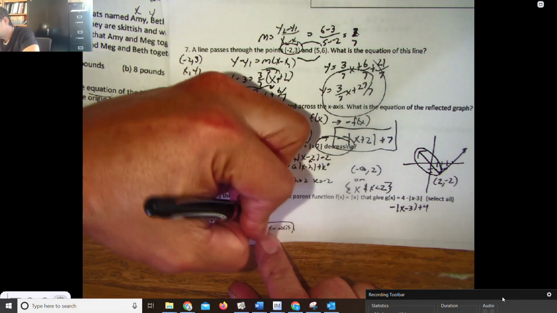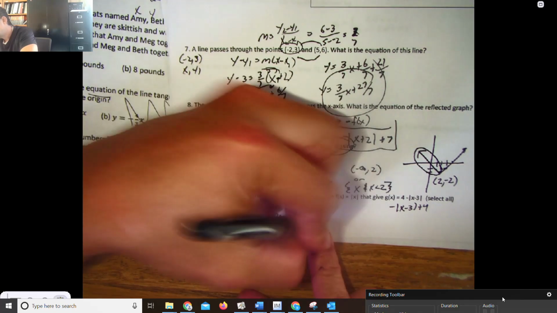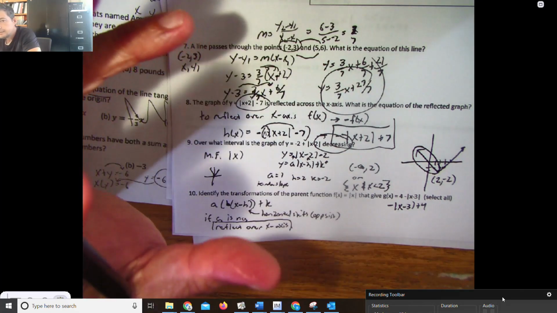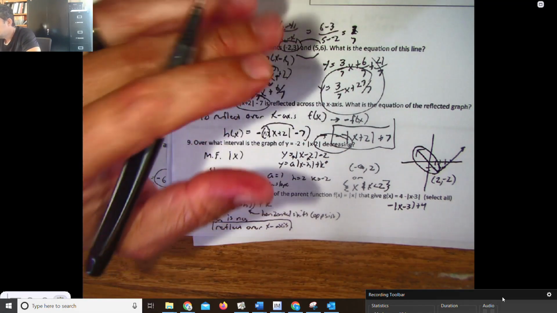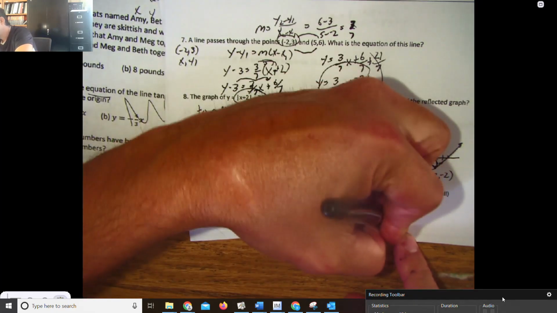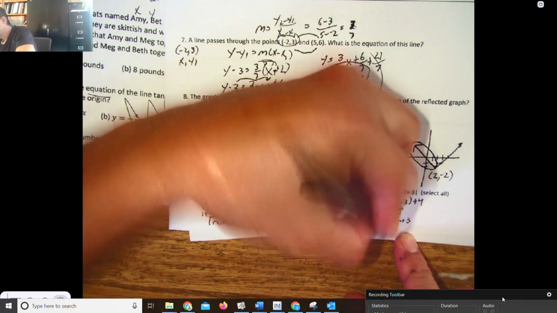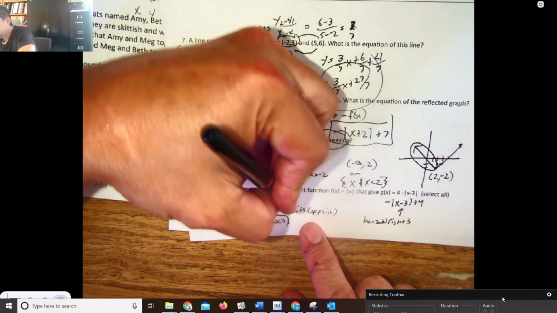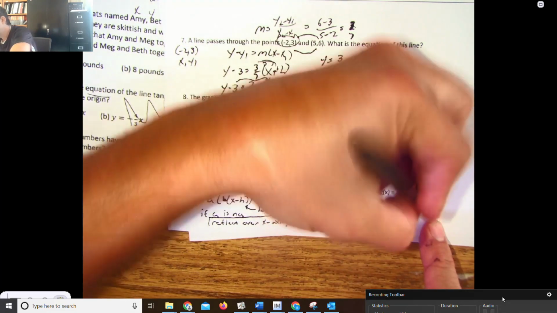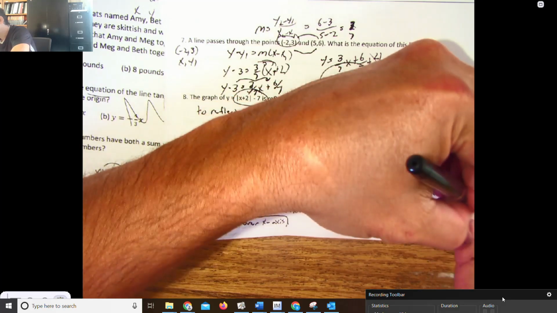H is your horizontal shift. It is always opposite the sign because it's in the input. All right. So we have a horizontal shift right 3. That's what that means, right 3. That is horizontal. Then we have K, which is your vertical shift. And that's what this 4 is. So we have a vertical shift of up 4.